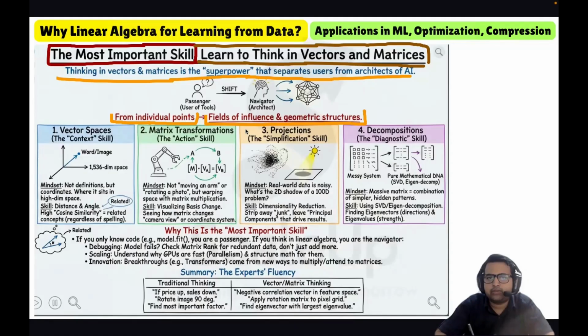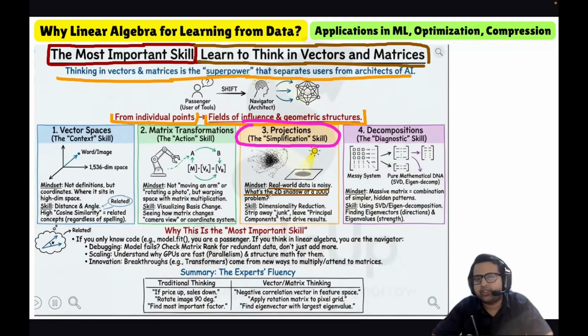Thinking in terms of projections, the simplification skill. Optimization and data science experts, they are masters of shadows. Real world data has too much noise. An expert asks, what is the 2D shadow of this 100 dimensional problem? So that is what the simplification skill is. So we should think in terms of projection.